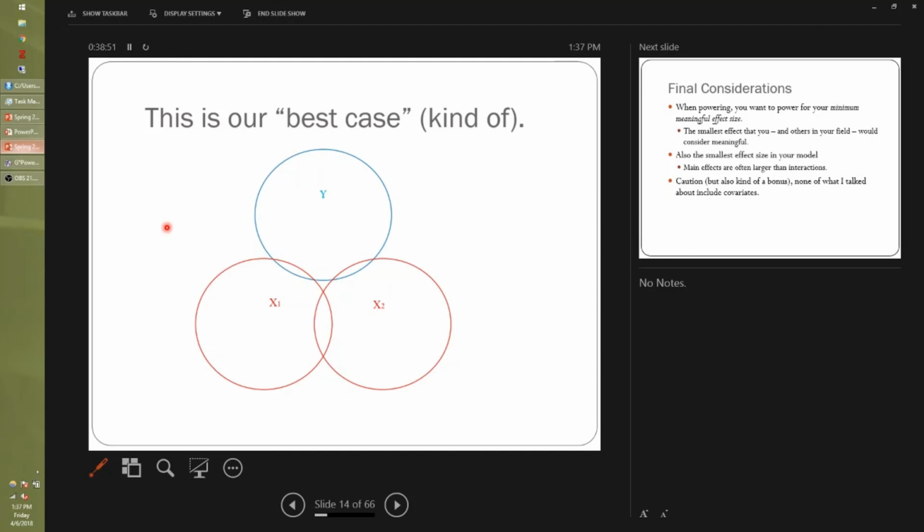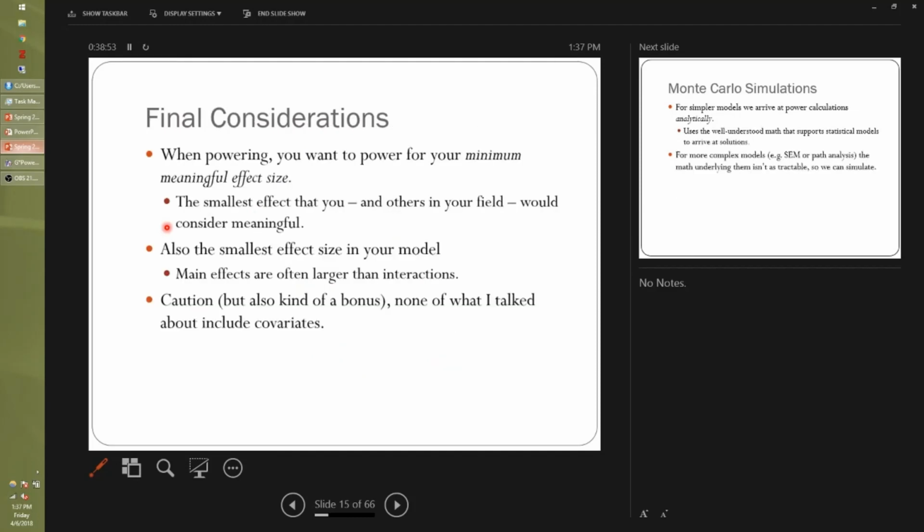So when powering, you want to power for your minimum meaningful effect size. So what proportion of the variability in your outcome would have to be explained just by your treatment, just by the thing you're interested in, for you to care about it? Not just what do you expect, but how small could it be and you still care. You still want to find significance, right?